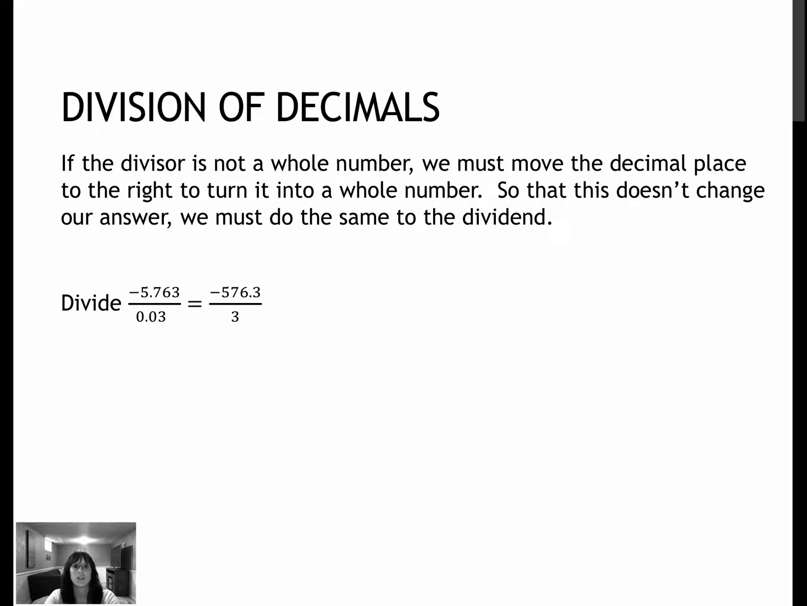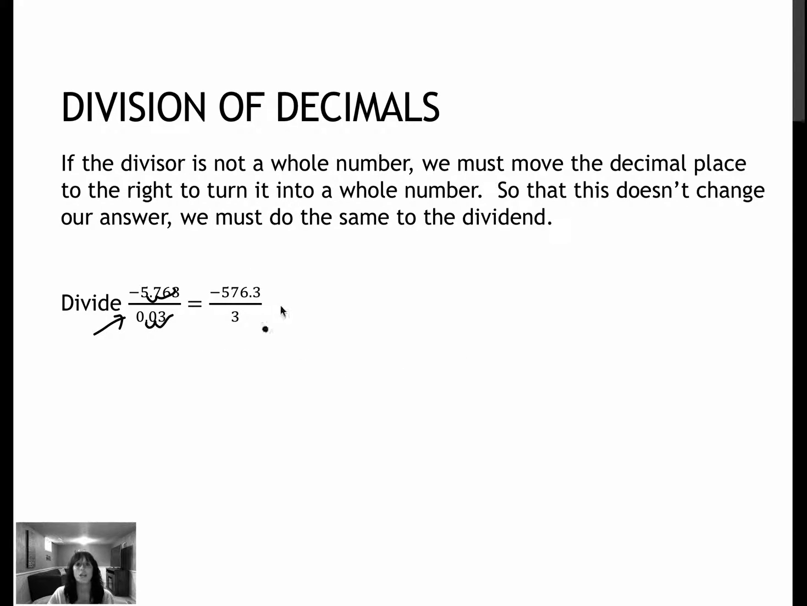If the divisor isn't a whole number, then we're going to have to move that decimal place because we need to divide by a whole number. So I wanted to give you an example using fractions so you could see what was going on. If I'm dividing, this is the divisor on the bottom. Notice this was not a whole number, but I moved it 2 places, or took it times 100 essentially, to make it a whole number. But if I did it there, I have to do it to the top so it's the same answer. So moving this 2 places gives me negative 576.3.